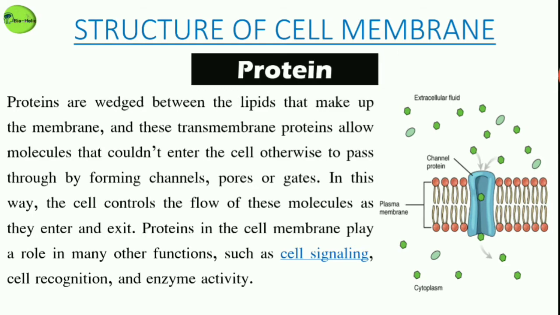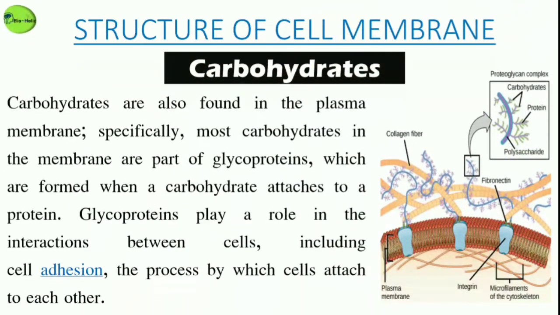Next is the carbohydrate. Carbohydrates are also found in the plasma membrane. Specifically, most carbohydrates in the membrane are part of the glycoproteins, which are formed when a carbohydrate is attached to a protein. I have already said that. Now the glycoproteins play a very important role in the interactions between cells, including cell adhesion. So what is cell adhesion? Cell adhesion is a process by which cells attach to each other.